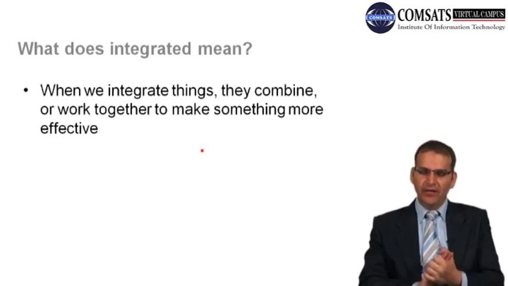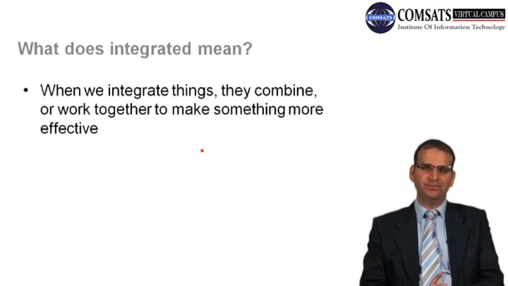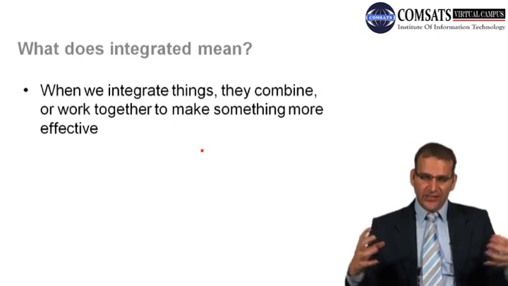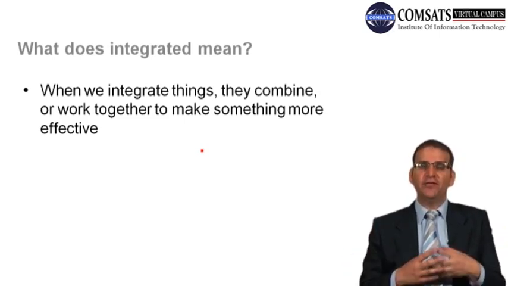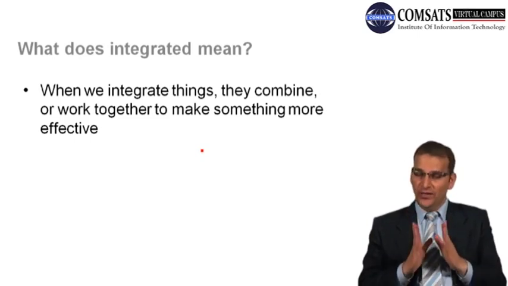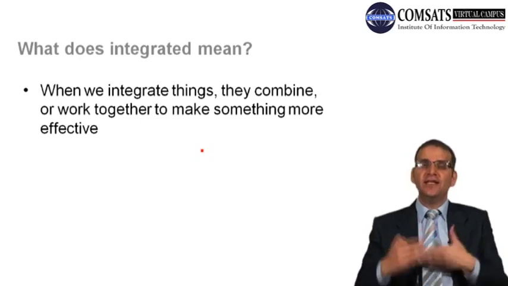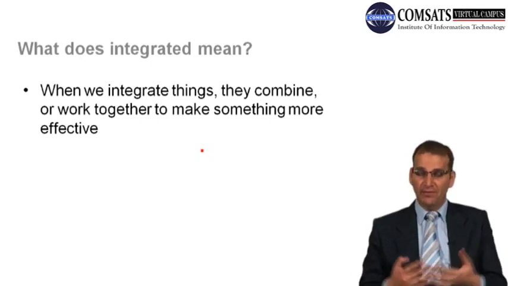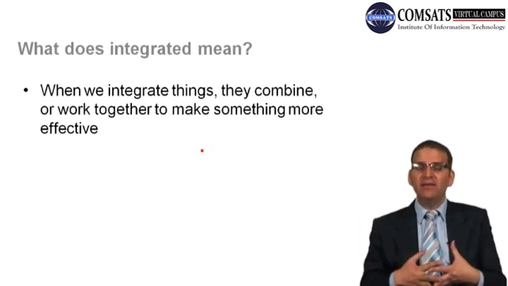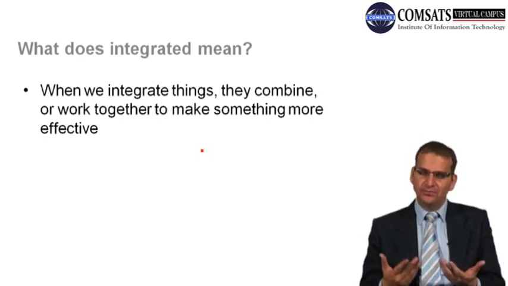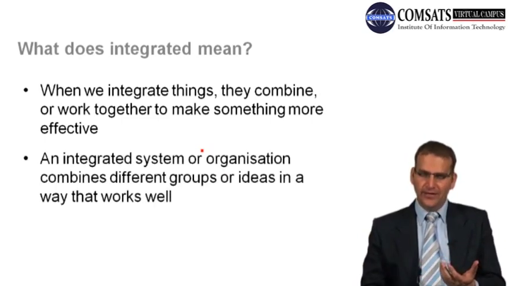If you see it here, when we integrate things, they combine or work together to make something more effective. Clear? So integration of skills. If you just focus on one skill, only one skill would be sharpened. However, when you integrate, the result would be better. When you combine more than one skill, more results would be there in fact.